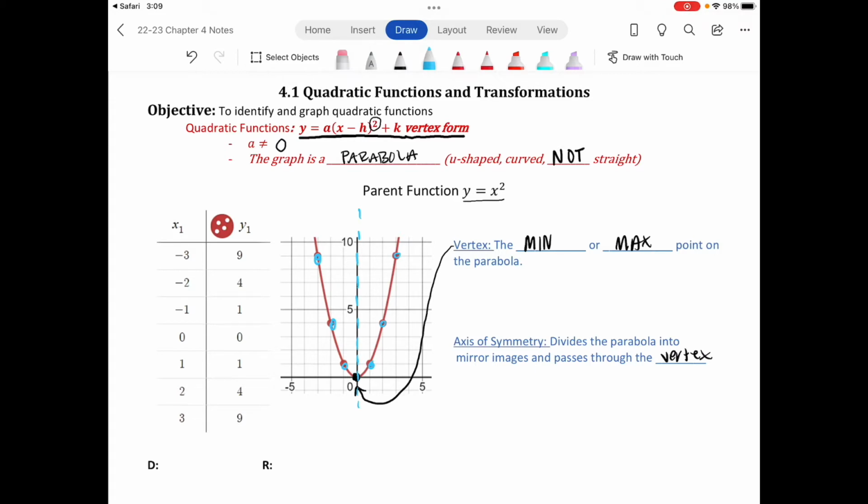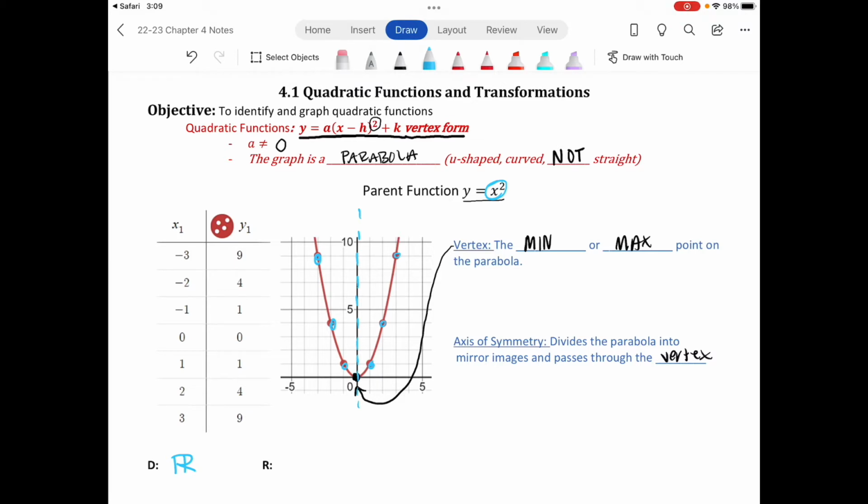Lastly, we have our domain and our range. If we think about this equation, y equals x squared, domain is the x values. Can we square any number we want to, both positive or negative? Yeah, we can. So the domain is going to be all real numbers, and that's our symbol for all real numbers.